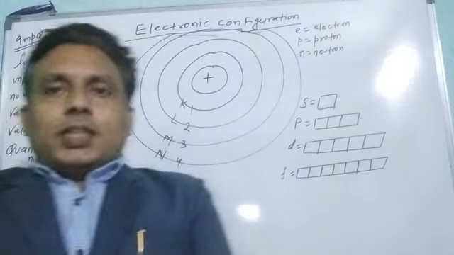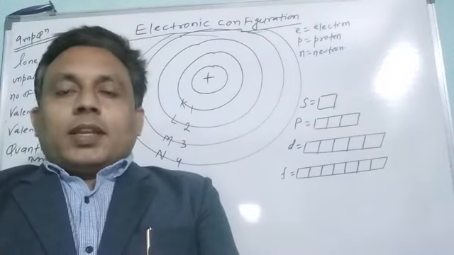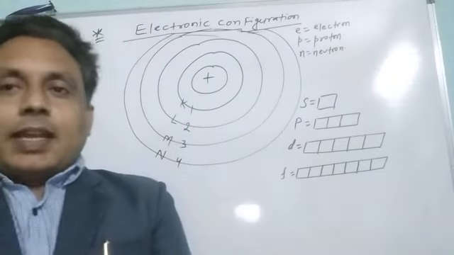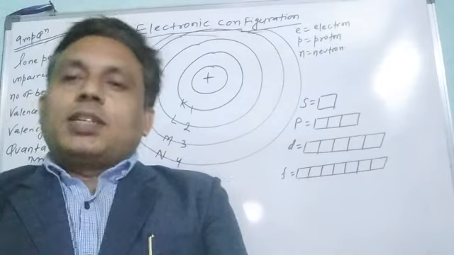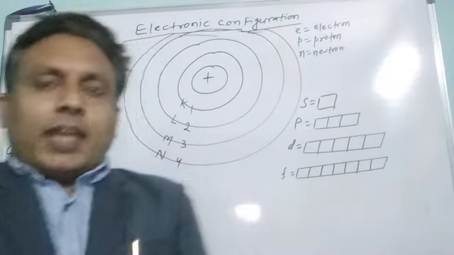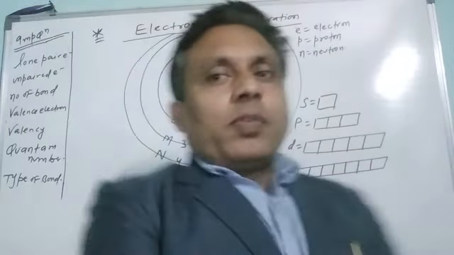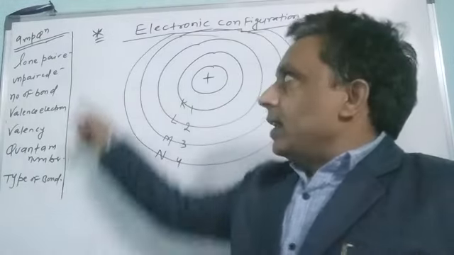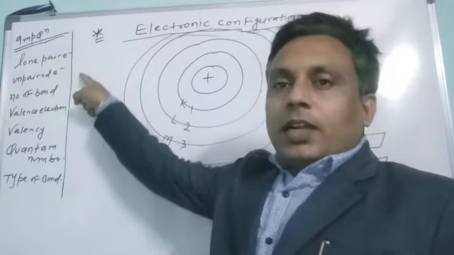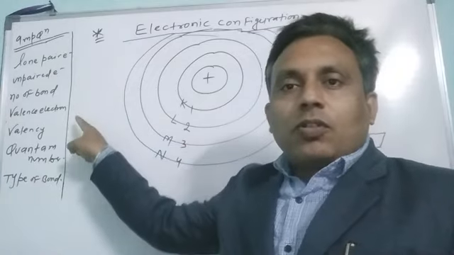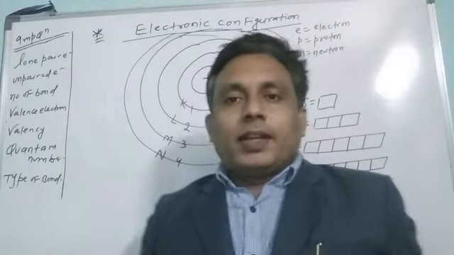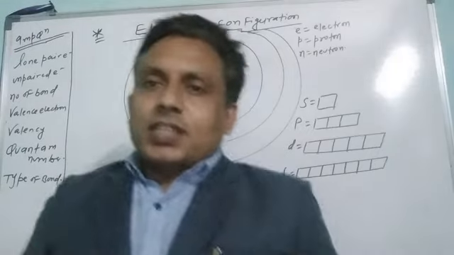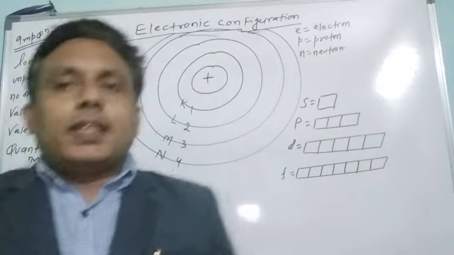Today I explain electronic configuration. Electronic configuration is essential for competitive examinations as well as school examinations. With the help of this chapter we find out some important concepts like lone pair, unpaired electrons, number of bonds, valence electron, valency, how many electrons are present in different orbits, quantum number, etc. Many questions are asked in NEET and engineering examinations.